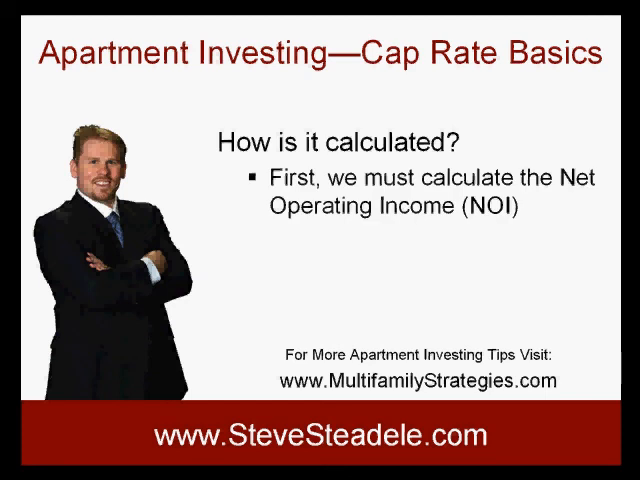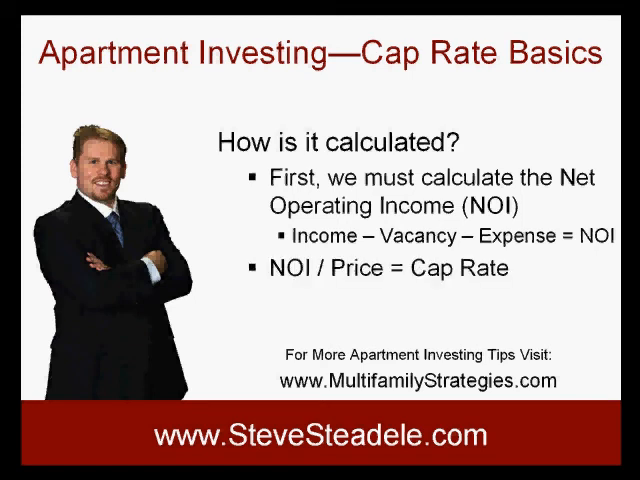First, we must calculate the NOI, or net operating income, by subtracting vacancy and operating expenses from the income. Income less vacancy less operating expense equals NOI. To determine the cap rate on an investment, divide the NOI by the price. For example, if the NOI on a property is $98,342 and we buy the building for $1 million, the cap rate is 9.83%.